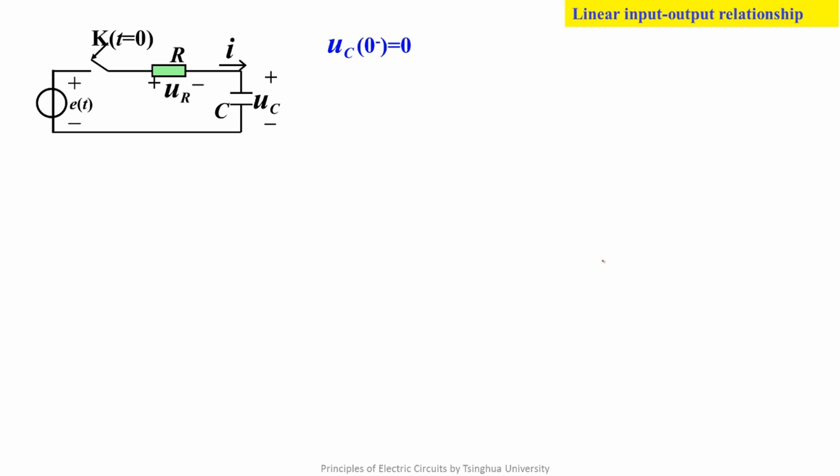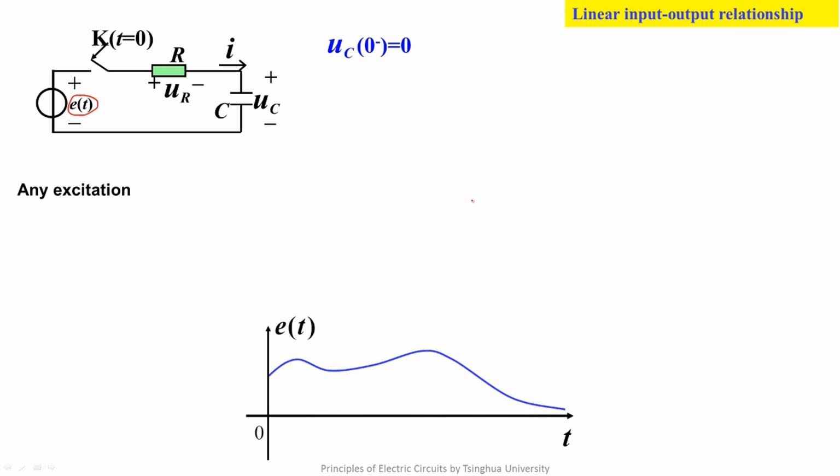Next, we suppose this circuit is the zero state, but the excitation now is no longer a DC voltage source, but can be any excitation. For example, it's such a random waveform. As I've discussed in lecture A1, it can be any excitation like the sound of mine. But how to solve the zero-state response, that is UC, under this excitation?